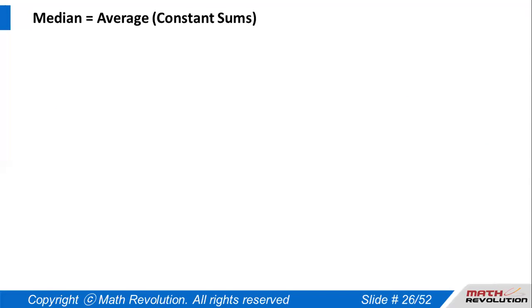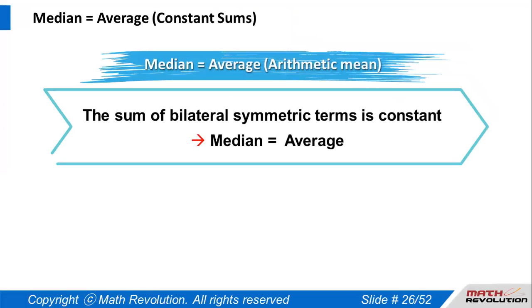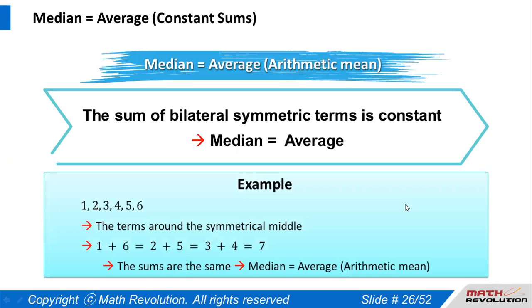This is something very interesting. Median always happens to be equal to average when there is a constant sum. So it's a bilateral symmetric term that we talk about. It's very simple. If you have numbers like 1, 2, 3, 4, 5, 1 plus 5 would be equal to 2 plus 4. So we have bilateral symmetric terms. We have 6 terms here: 1, 2, 3, 4, 5, 6. 1 plus 6 would be equal to 2 plus 5, which would be equal to 3 plus 4. So in this particular scenario, your median and average would be the same.